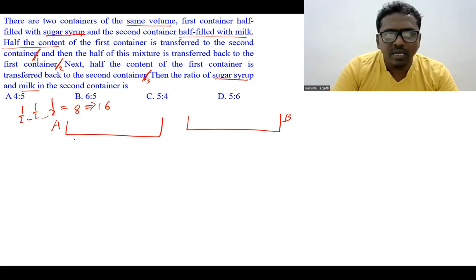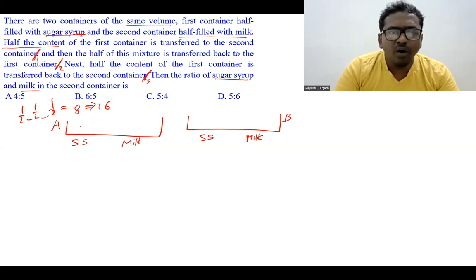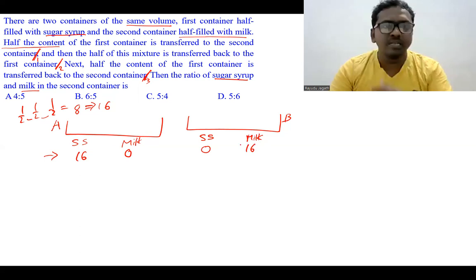First container has sugar syrup, and after transferring one time, both the containers get milk and sugar. So I write here like this. Now coming to the question, the first container is half filled with sugar syrup. So half filled, half of the unit itself will be considered as 16 units. Let me assume like that. Milk is 0 in the first container. Sugar syrup is 0 in the second container, and 16 units of milk is there in container B.